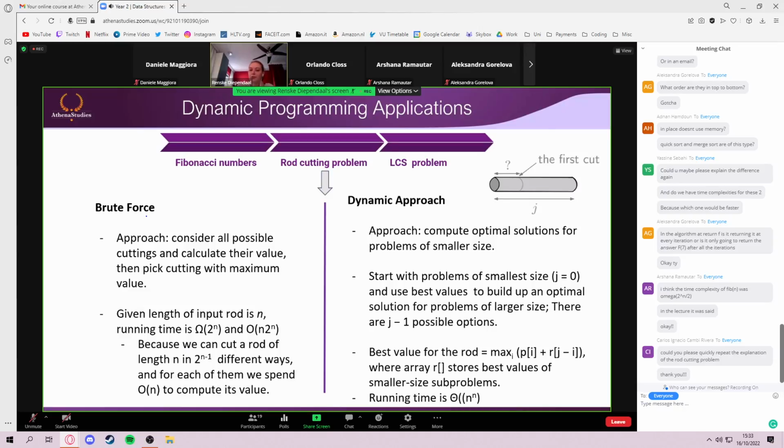Okay, so if I want to do a brute force approach, you could just say, okay, well, there are only a finite amount of ways to cut this rod. I'm just going to consider all the possible ways to cut this, calculate its value, and then pick the cut with maximum value. So let's say we have an input of rod n, then the running time is going to be this, basically.